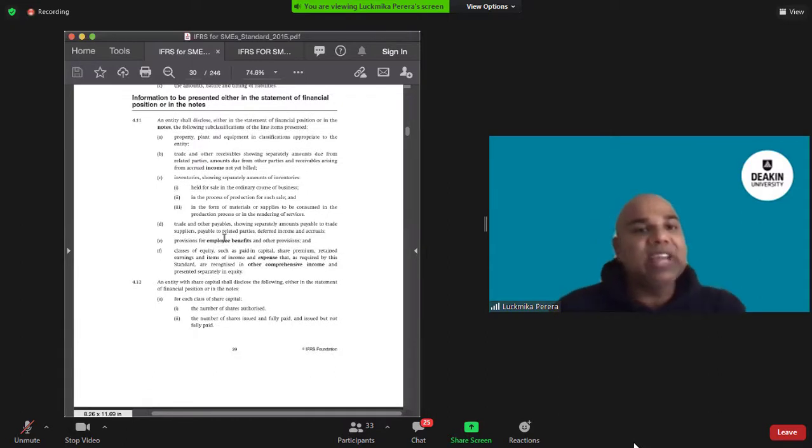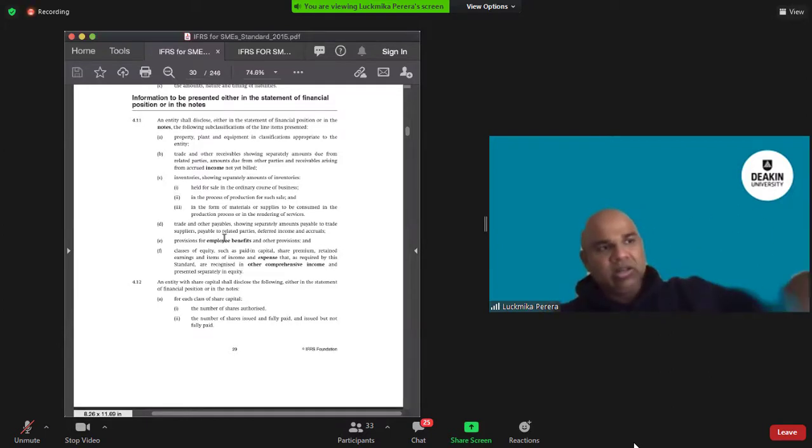Information to be presented either in the statement of financial position or in the notes. So there are some items, for example, what we call contingent liabilities and things like that. Depending on their probability, we may put them in the statement or we might put them in the notes. An entity shall disclose either in the statement of financial position or in the notes the following sub-classifications: property, plant, and equipment in classifications appropriate to the entity; trade and other receivables showing separately amounts due from related parties, amounts due from other parties, and so forth. So if you're not sure whether something really belongs in the financial statements, then you add that in the notes. Okay.